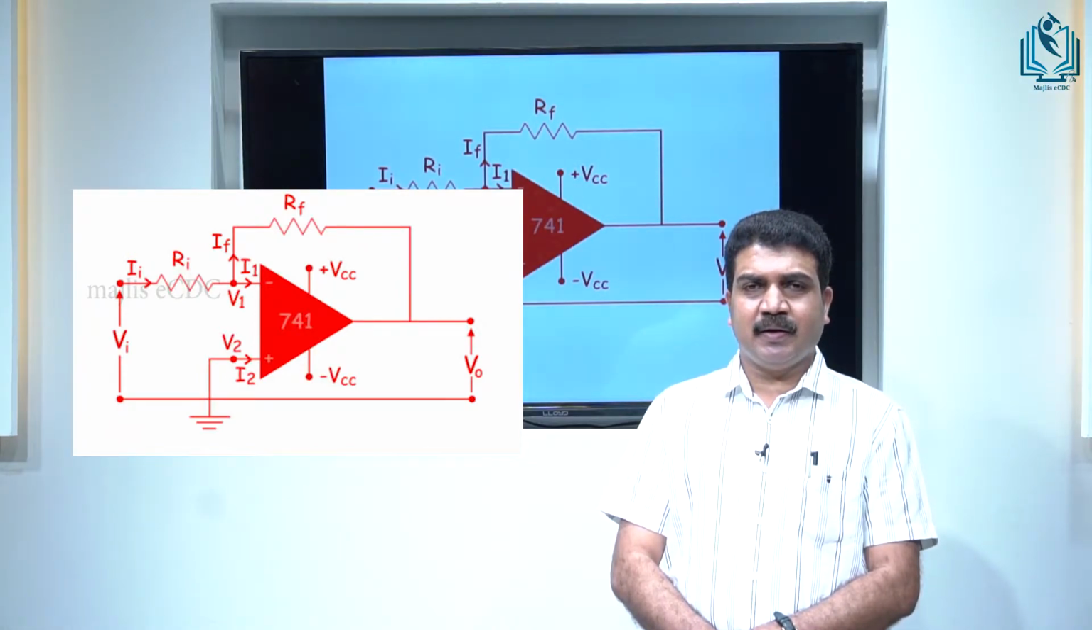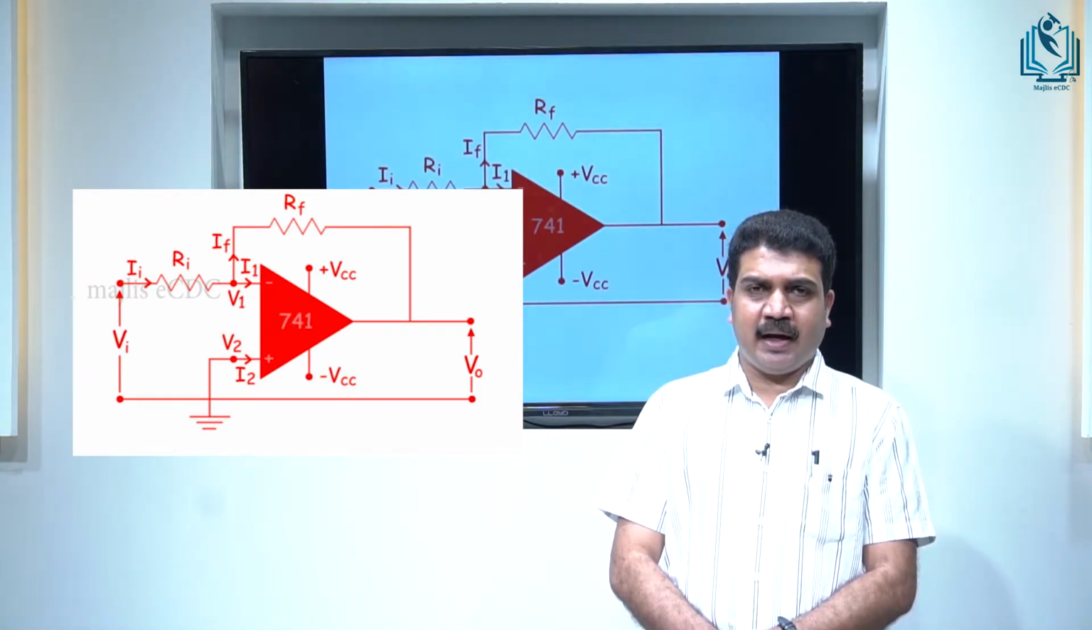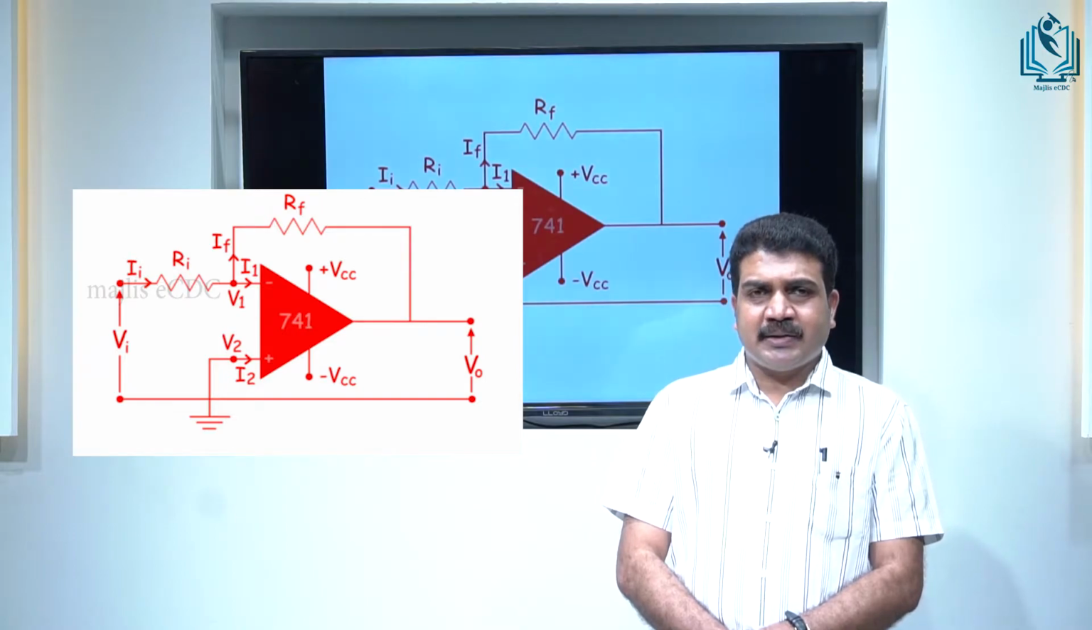In this picture we can see the two inputs, inverting input and non-inverting input. The negative sign indicates the inverting input and the positive sign indicates the non-inverting input. Here we apply input signal Vi at the inverting input through a resistance Ri. The output is fed back through the feedback resistance Rf.